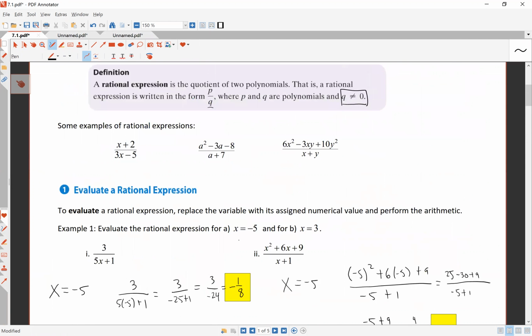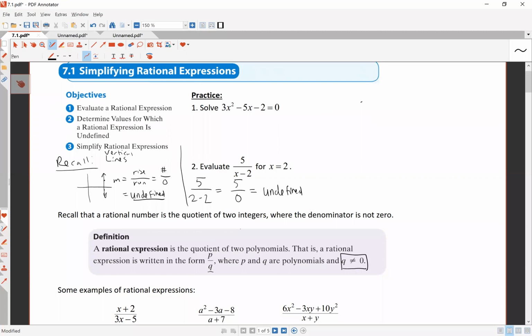In practice 2, we looked at how to evaluate 5 over x minus 2. When we plugged in x equal to 2 into our expression, we got 2 minus 2, which is 0 in the denominator. And that is an undefined expression. We cannot divide by 0, so we call it undefined.